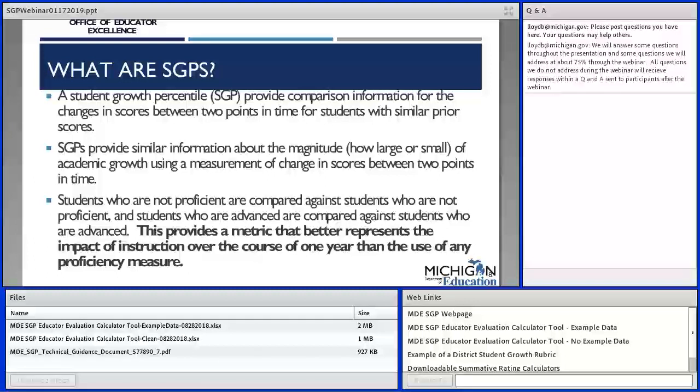SGPs also compare students who are not proficient against other students who are not proficient, and they compare students who are advanced against other students who are advanced. So there's a leveling of the playing field. This leveling of the playing field is not perfect, but this metric does better represent the impact of instruction over the course of 1 year than the use of any proficiency measure, which has inherent to it a representation of all of the learning that came before, and does not necessarily represent the growth of learning within one instructional year. SGPs do provide a metric of growth and an indicator of the impact of instruction by providing an indication of how large or how small growth was over the course of one academic year.